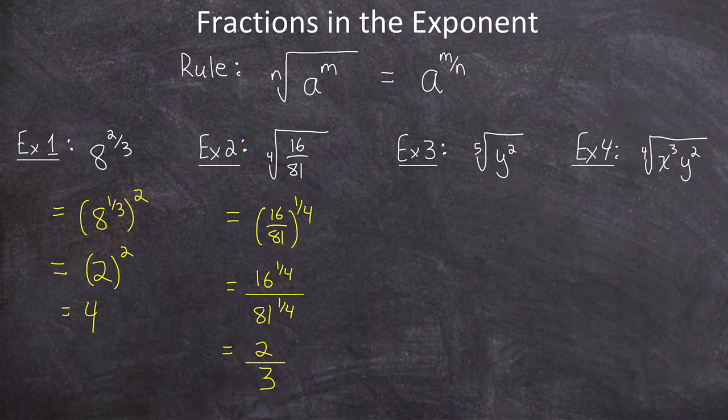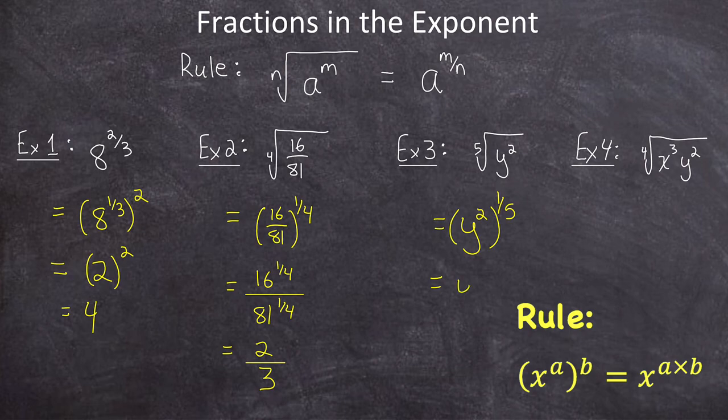And then example 3, I have a y squared that I'm taking the 5th root of. That 5th root symbol can be rewritten as a rational exponent. I could rewrite this as y squared to the power of 1/5. And then using exponent rules, I could multiply those exponents together to get y to the power of 2/5.